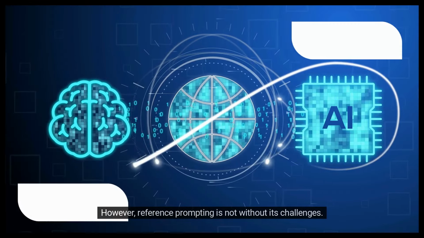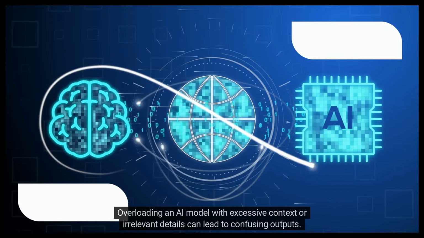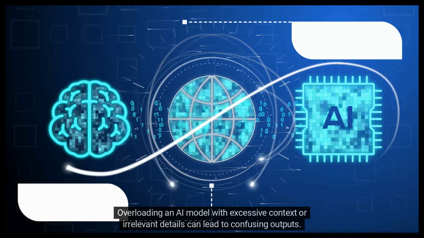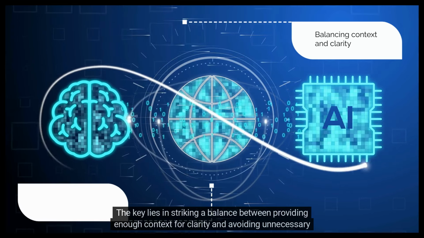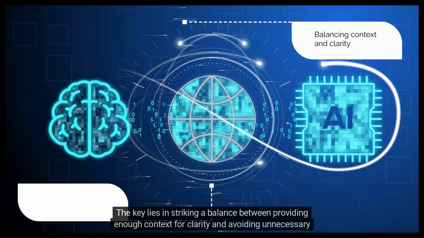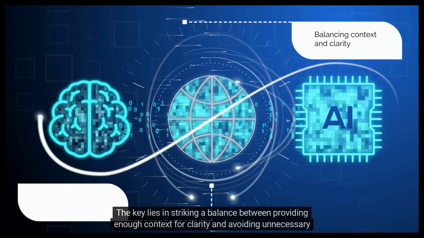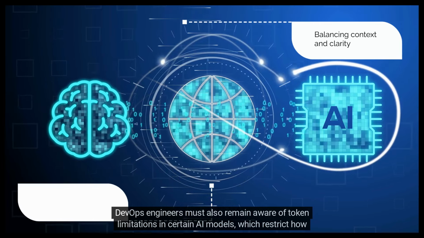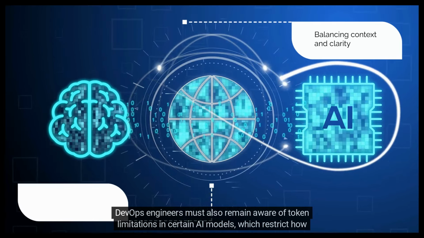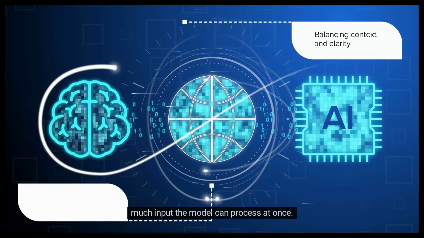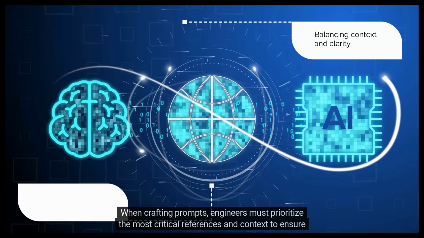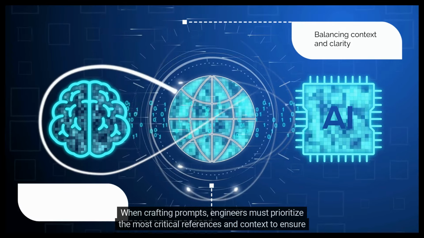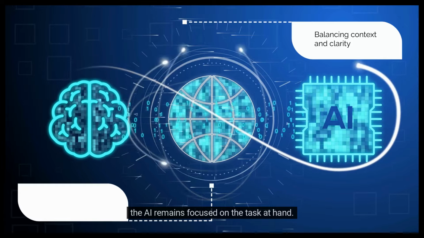reference prompting is not without its challenges. Overloading an AI model with excessive context or irrelevant details can lead to confusing outputs. The key lies in striking a balance between providing enough context for clarity and avoiding unnecessary noise. DevOps engineers must also remain aware of token limitations in certain AI models, which restrict how much input the model can process at once. When crafting prompts, engineers must prioritize the most critical references and context to ensure the AI remains focused on the task at hand.